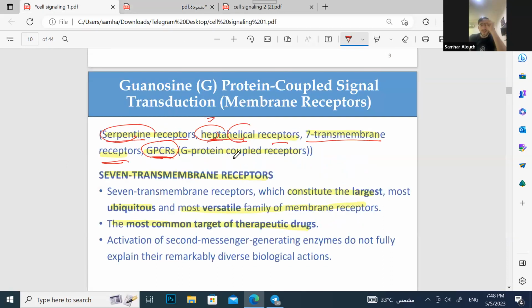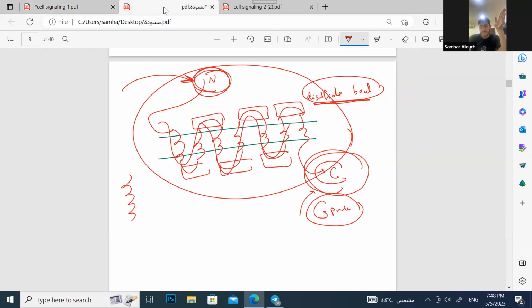It's very important to know each name because you can use all the names in the exam, okay? So please know the 4 names: G protein coupled receptor, 7 transmembrane, heptahelical, and serpentine from the word serpent. Is it clear? The structure.